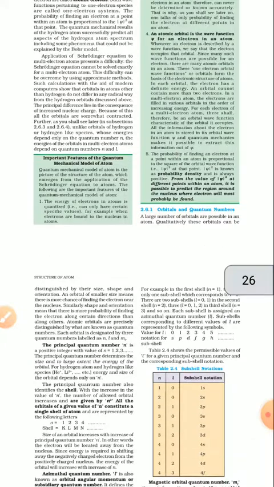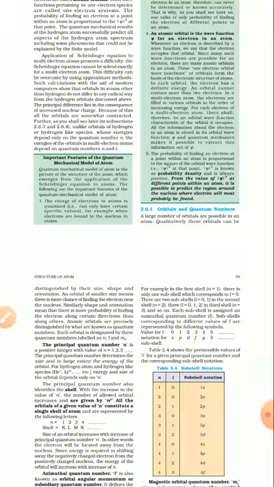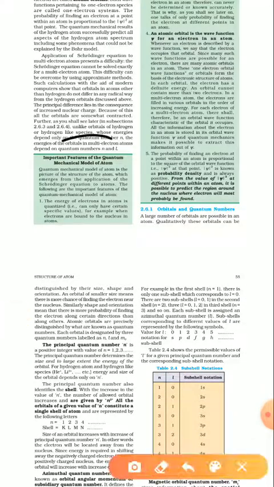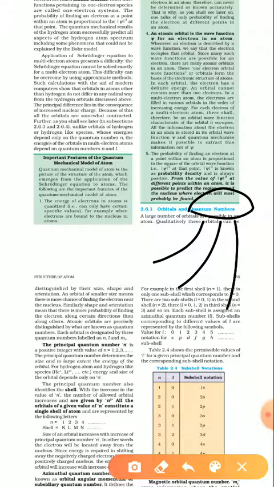Till the previous class, we had discussed the quantum mechanical model and some of its important features. In today's class, we will discuss the types of quantum numbers that we had discussed earlier: the principal quantum number, azimuthal quantum number, and magnetic orbital quantum number, represented by the letters n, l, and m. We will discuss these today.